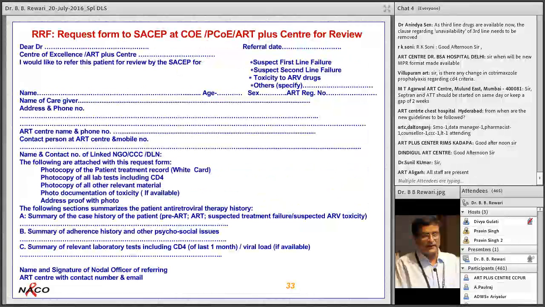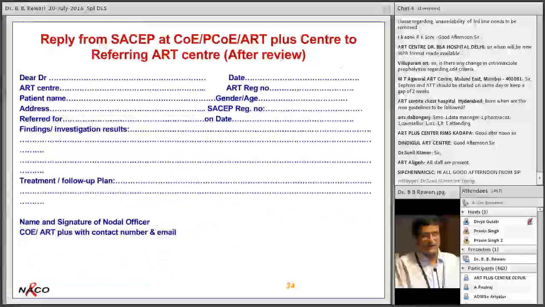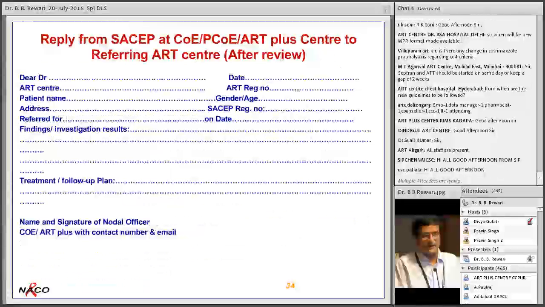Basically, the only thing that has been added is a suspected second line failure in this. The rest of the form is mostly the same. Coming to the reply, this is the reply from SACEP on what the treatment plan is. Earlier, the patient was asked to be transferred out to COE IIT Plus Center, which is not asked for now. Now the treatment plan is given, signed by the nodal officer with contact number and email for any problem, so that the center can contact them.